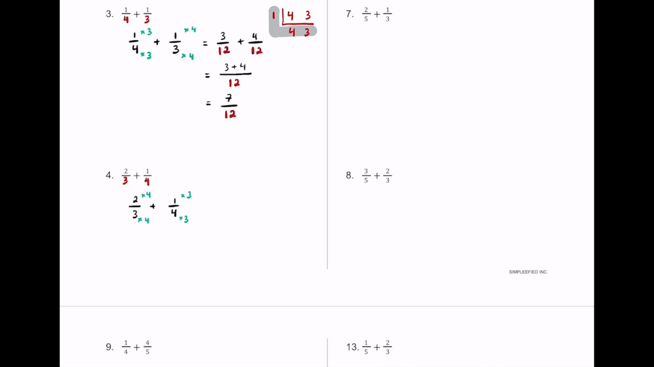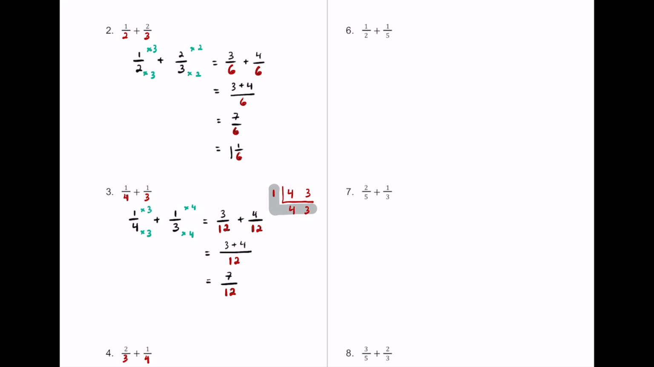So let's see. If we rewrite 2/3, 2 times 4 is 8, 3 times 4 is 12. And then the 1/4 is going to turn into 3/12. Okay, they do have common denominators now, so we can go ahead and write it as one fraction. So we can write 8 plus 3 over 12. 8 plus 3 is 11, so our final sum here is going to be 11/12. So we have our common denominators of 12ths, then we could add the numerators together, and our final answer was 11/12.